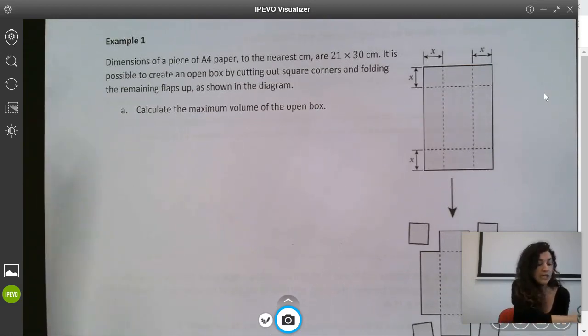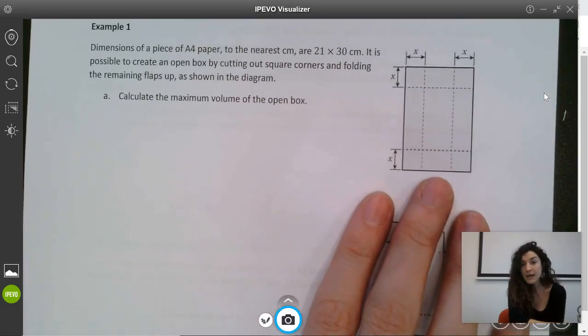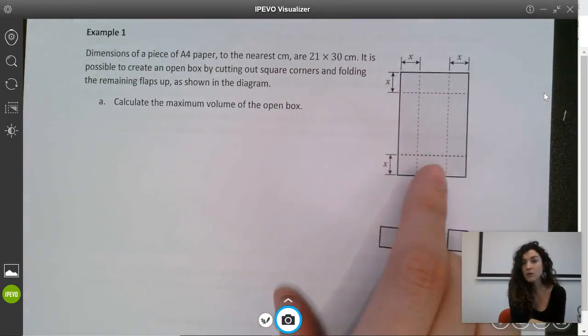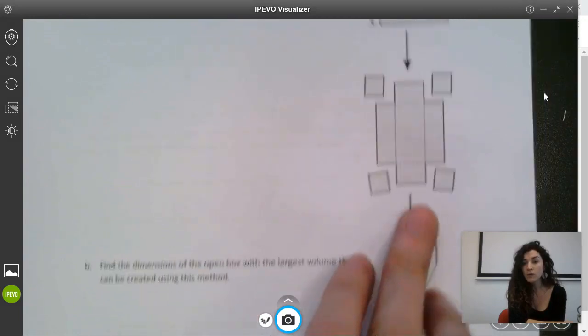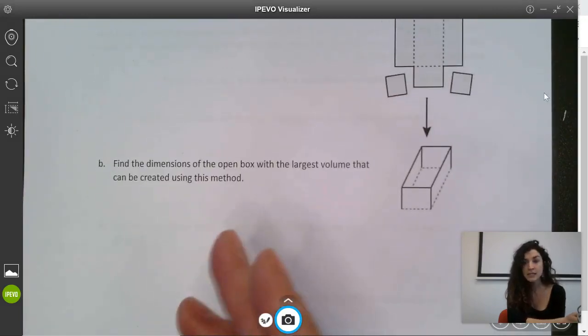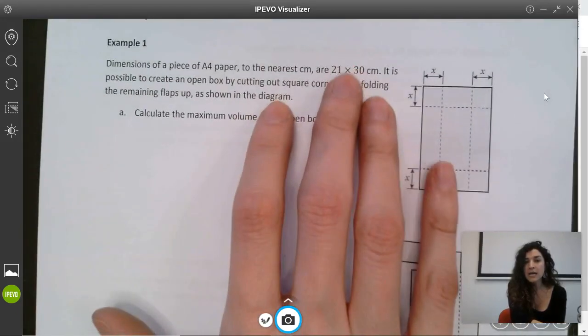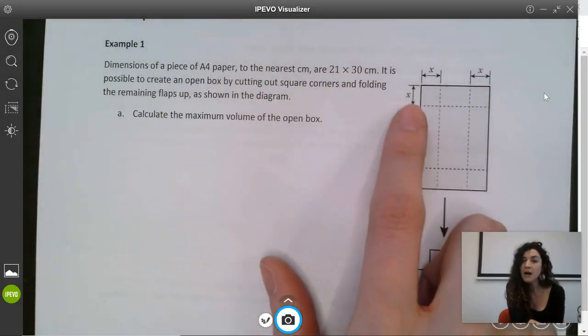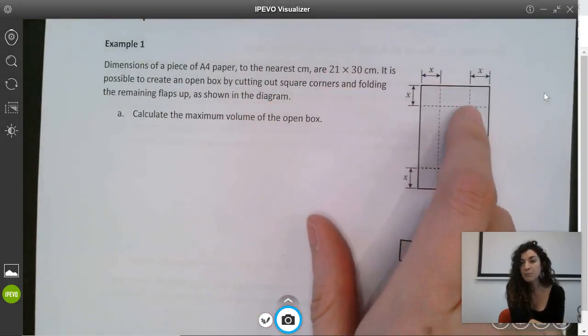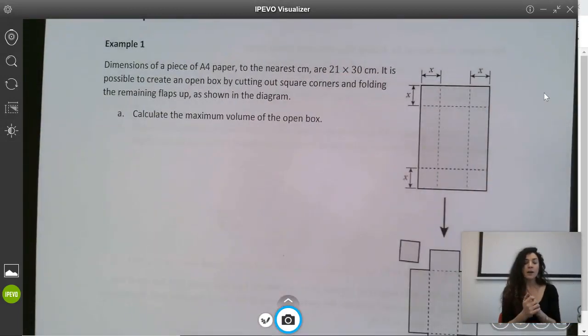But this is the general idea that you have a piece of paper, a piece of A4 paper. If you cut squares out from each corner, you can then fold each of those flaps up and you create a box. So we're taking the dimensions that we know about for an A4 piece of paper and then an unknown idea of an x by x square to represent all of these behaviors that we're talking about. So it first says to calculate the maximum volume of the open box.